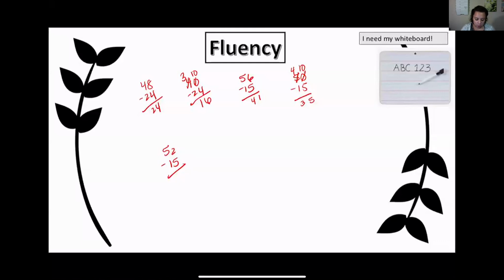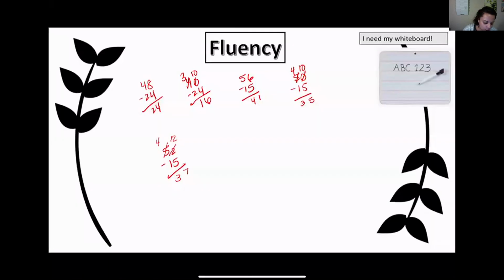2 ones minus 5 ones? Can't do that, so I need to unbundle. This 5 tens becomes 4 tens. This 2 ones become 12 ones. 12 minus 5 gives me 7. 4 tens minus 1 ten gives me 3.